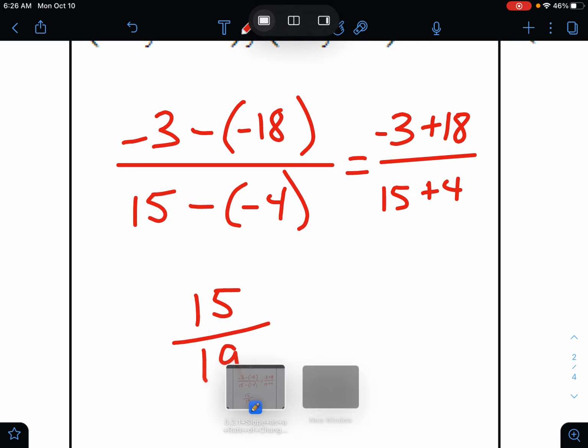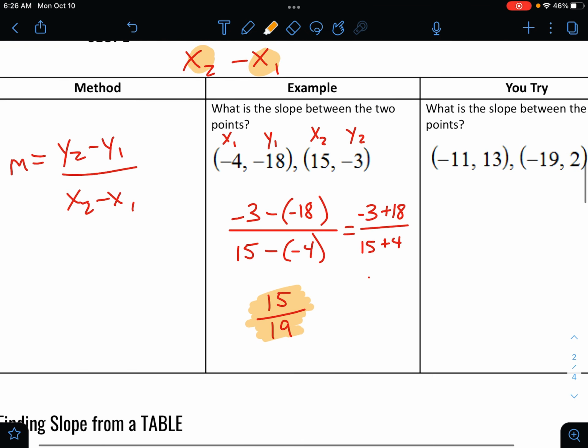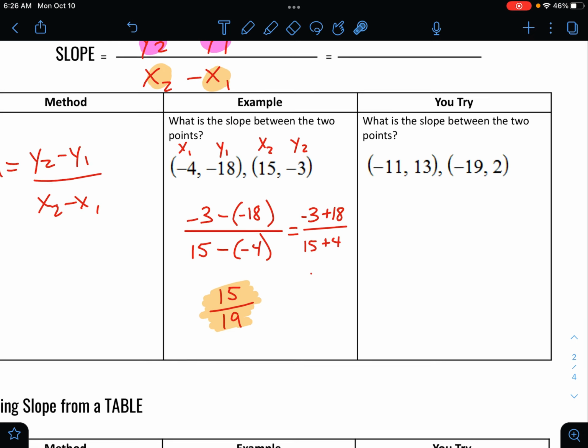These numbers do not have anything in common, so we're not able to simplify them, so it's just 15 over 19. And that might happen, remember? That would mean we would go up 15 and over 19. That's a pretty big slope.